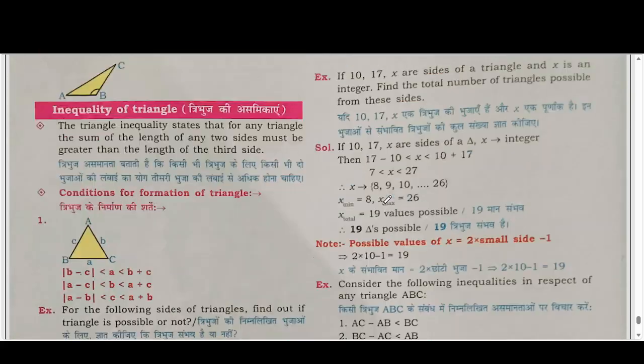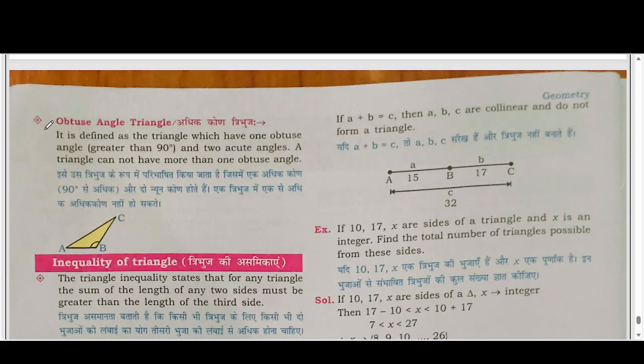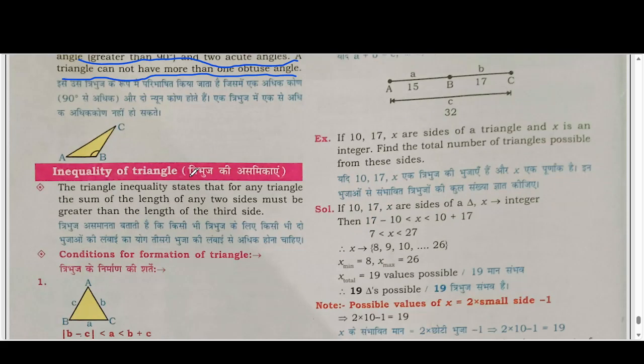On to the next triangle, the obtuse angle triangle. It is defined as a triangle which has an obtuse angle greater than 90 degrees and two acute angles. A triangle cannot have more than one obtuse angle.